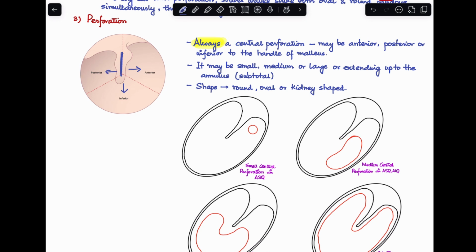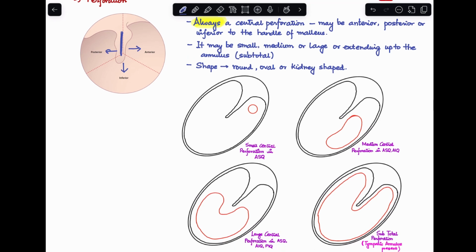Coming to the size of it, it can either be small, medium, large or even extending up to the annulus, which is then known as subtotal perforation. So these are images you draw when you see the patient. This is how you will depict a small, medium, large and subtotal perforation.